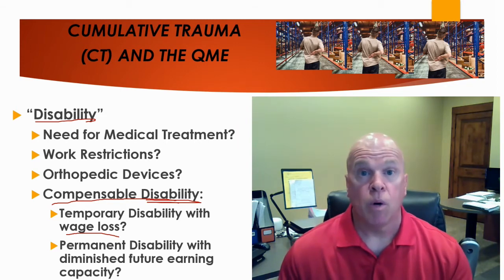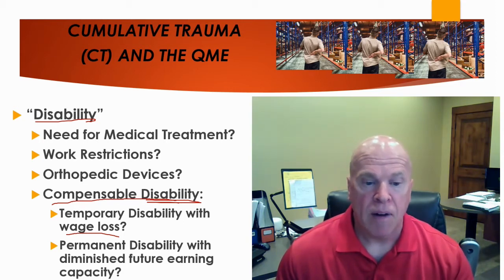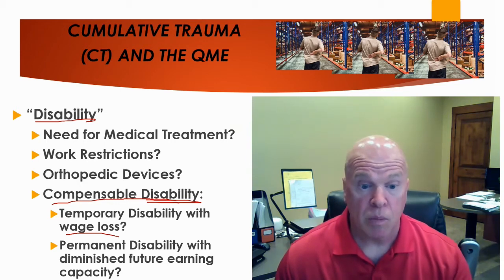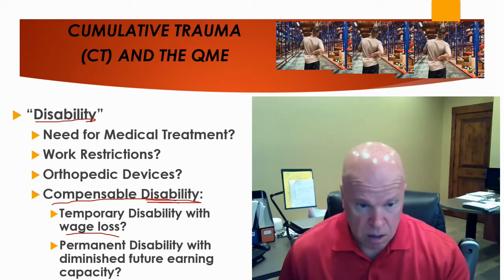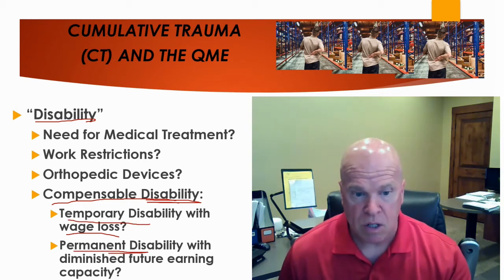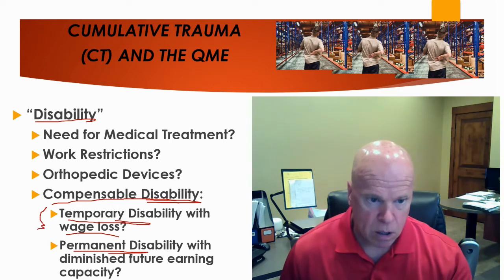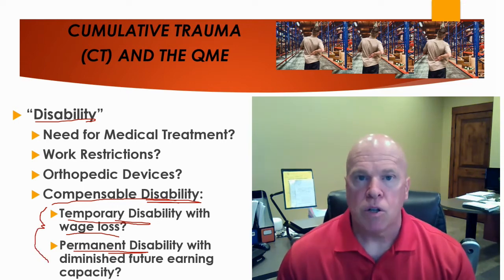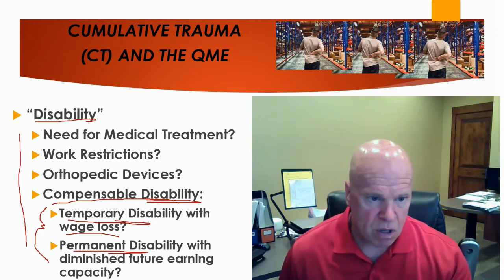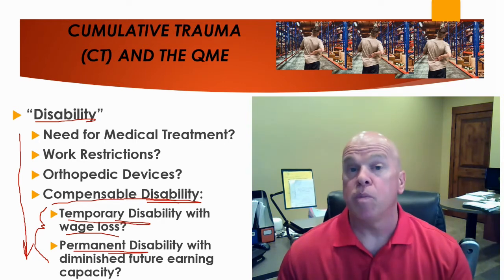Permanent disability. They worked all the way to their last day of work, and then they file a claim, and they're found to have permanent disability with diminished future earning capacity. This is a compensable disability, as is temporary disability. Are these required to establish disability under Labor Code 5412? Or which of these factors could actually constitute a disability?